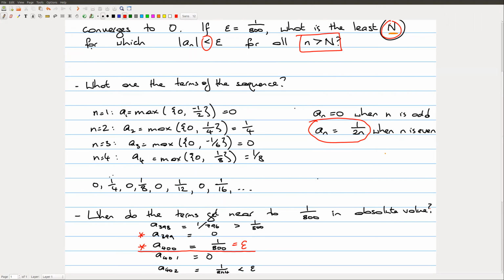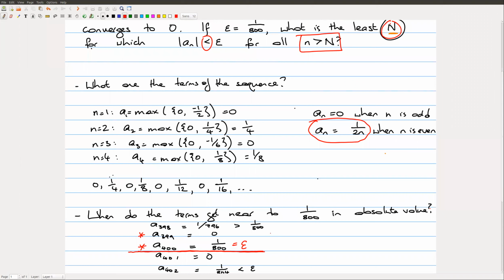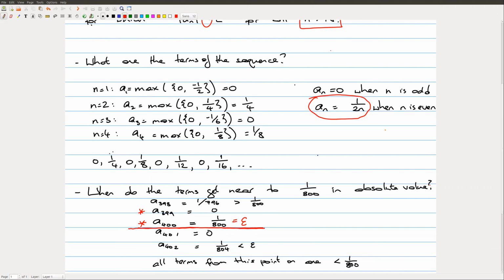So we can say there's no lesser N that would do that trick, because if we tried N equals 399, which looks plausible as well, there's one term after that which is actually equal to epsilon and not strictly less than epsilon. So basically the last term that's not strictly less than epsilon is A400. So if we take capital N to be 400, then for every index greater than 400, that's 401, 402, and so on, all of these terms are strictly less than 1 over 800. So the answer here would be N equals 400.